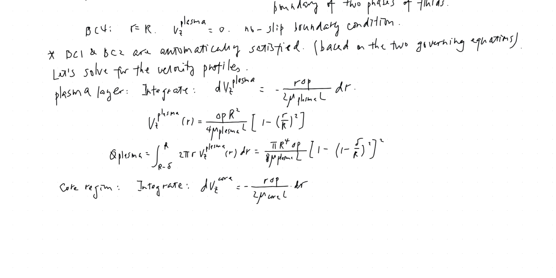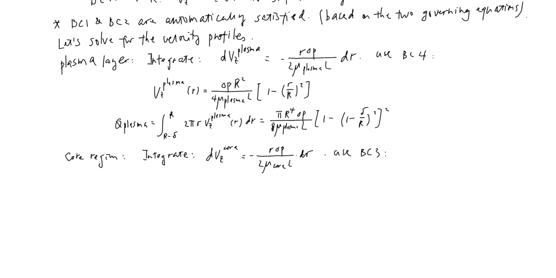And in this case, in the previous case, we used boundary condition 4, and then we got the velocity in the plasma layer. Now here we use boundary condition 3, and then we will get the velocity in the core region, Vz core as a function of r. It's a little bit long in terms of the expression. It looks intimidating. It's just because the algebra is more involved, but the physics remains the same.